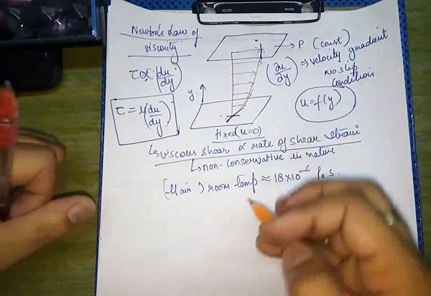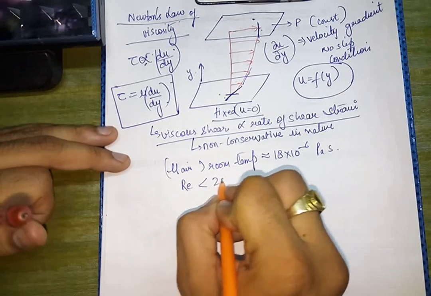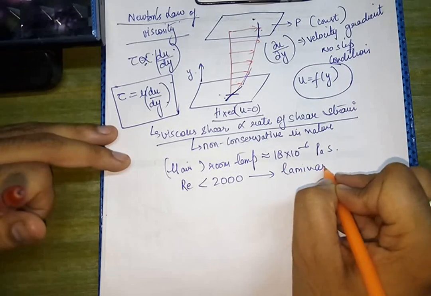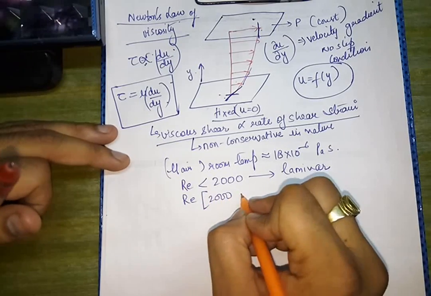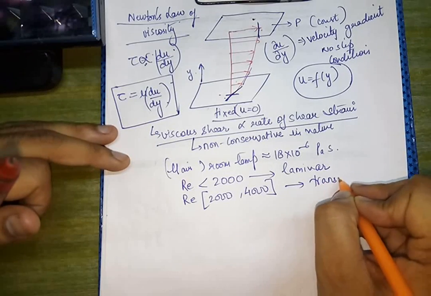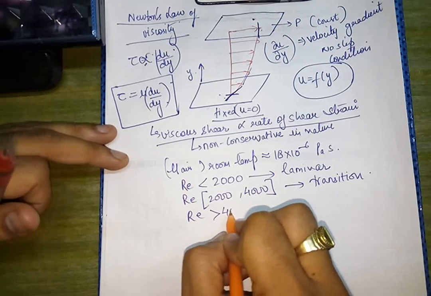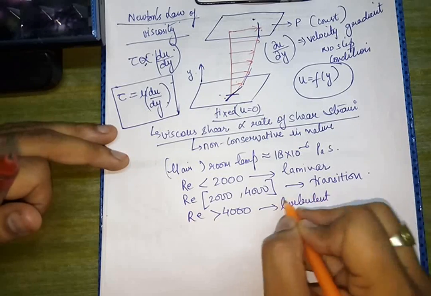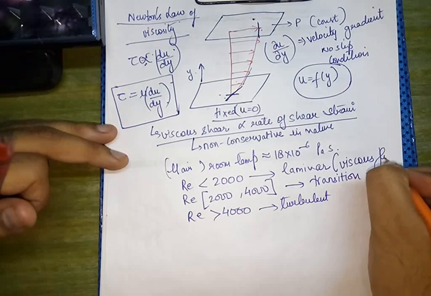If we find out the Reynolds number, and if the Reynolds number is less than 2000, it signifies the flow is laminar. If the Reynolds number lies between 2000 and 4000, the flow is transition flow. And if the Reynolds number is greater than 4000, then the flow becomes turbulent. This laminar flow is also called viscous flow.